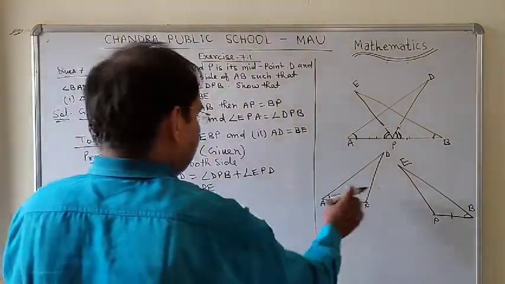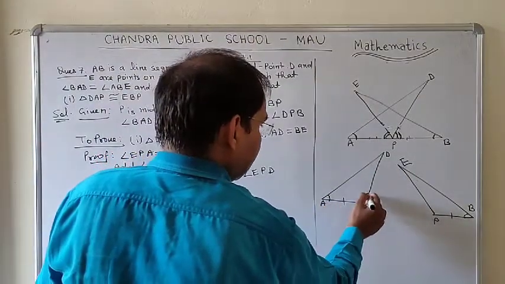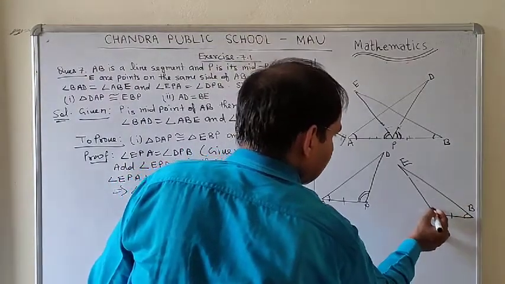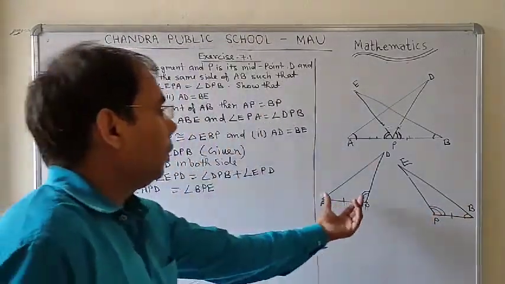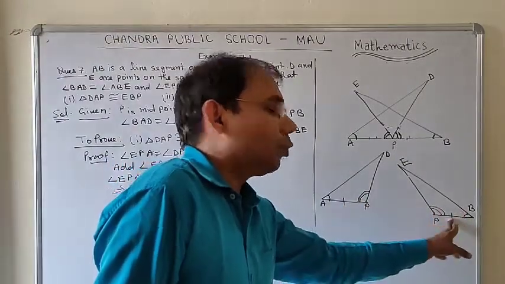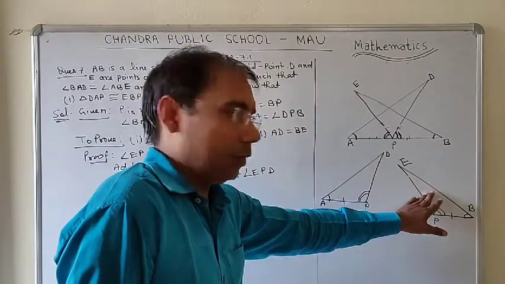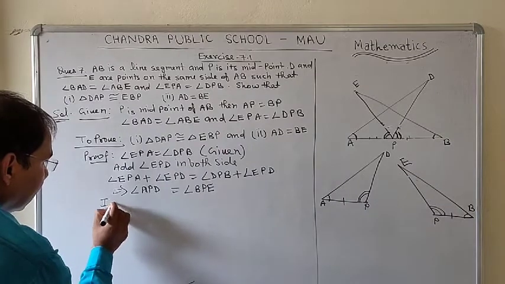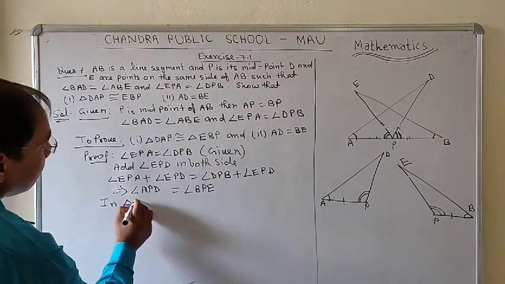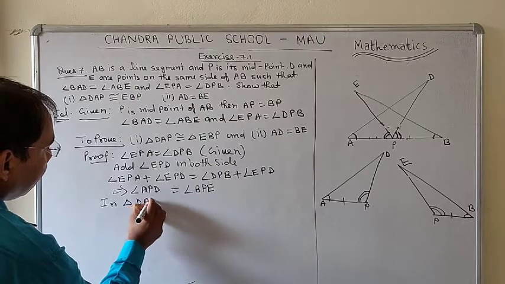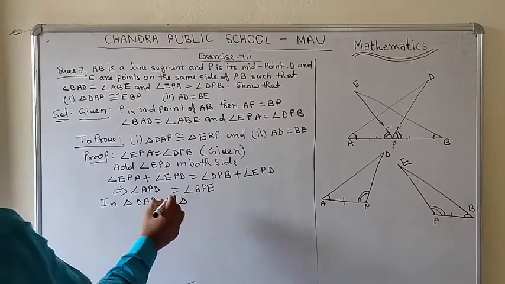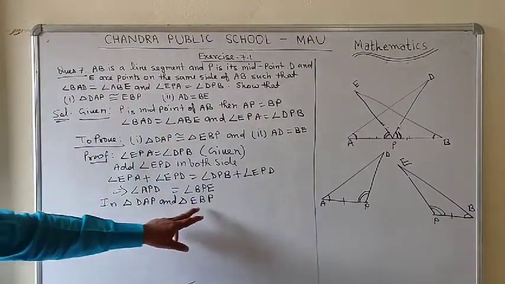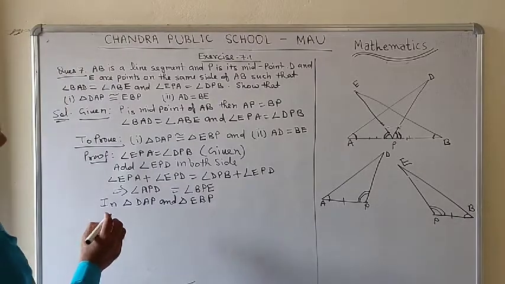Now look in both the triangles. Angle APD equals angle BPE. So here you got two angles and the included side equal. So both the triangles will be congruent. Here you got the three values that are equal. So now you will write, in triangle DAP and triangle EBP, what things are equal?